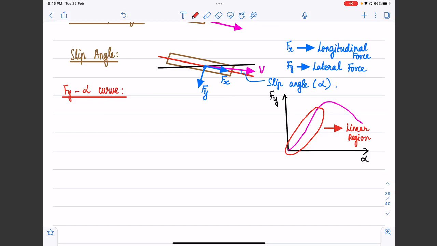In real life, we may need to deal with what is called combined slip. Imagine that we are turning a vehicle or a car and we may brake. Then there will be slip along both directions. So combined slip becomes a little bit complex. We will visit it later. So right now we are going to consider pure slip conditions.